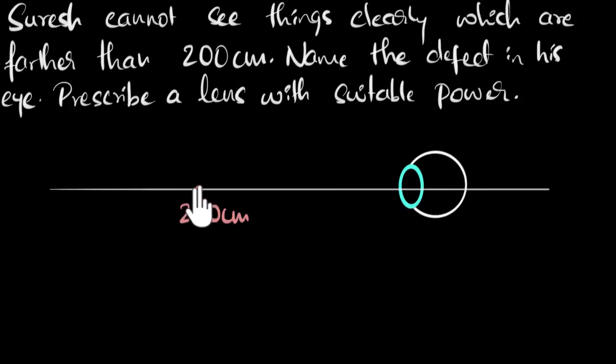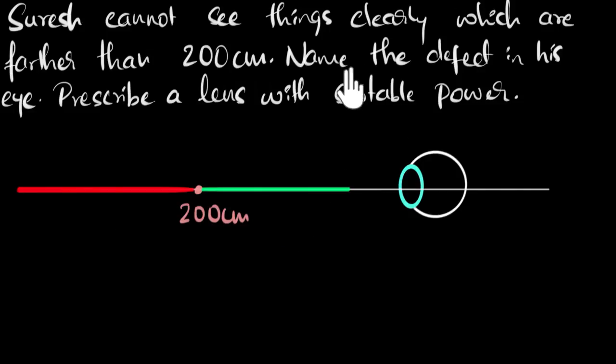So I'm going to just mark that with red over here. So these are the regions where he cannot see clearly. But if it's within 200 centimeters, which we're going to assume since it's not mentioned, he can see things. So I'm going to put the green over here. And of course, once you go very close, you can't see it anyway. Even a normal eye can't see it. So let's ignore that part. So this is given to us.